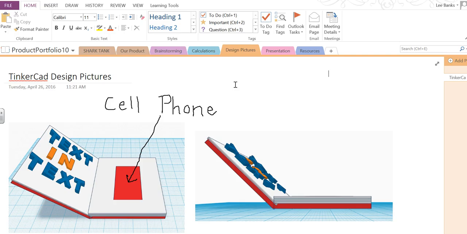Some of the students were struggling with Tinkercad and suggested that they be able to use SketchUp because they were more familiar with that tool. So students could either put their Tinkercad designs on this page or their SketchUp designs.